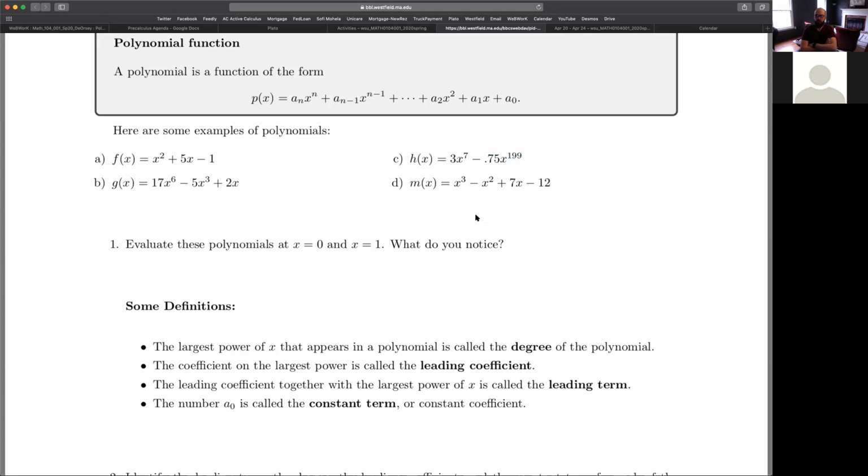What about the constant term for each of these? Can you go through and tell me what the constant term is for A, B, C, and D? So in A, it's -1. In B, it would be 0.